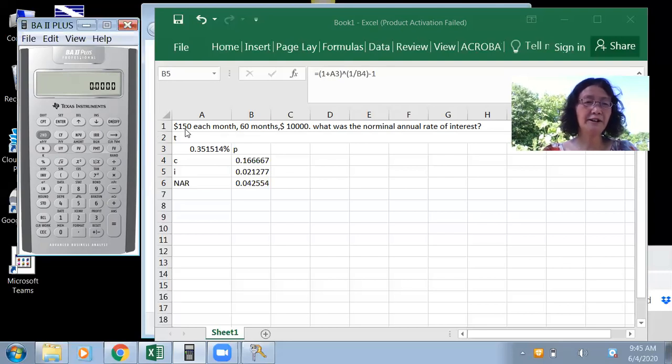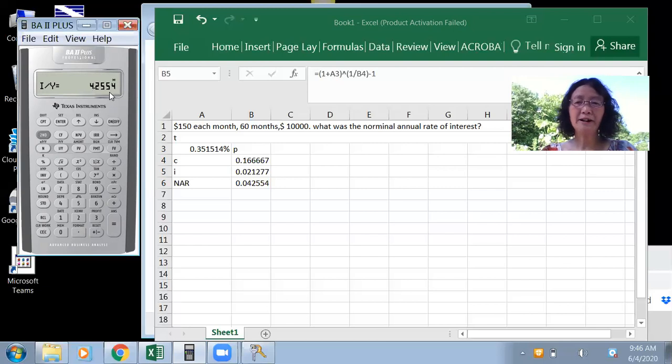Starting with 150, that is PMT. When you enter it in the calculator, this number is negative. So negative 150, this is PMT. And 60 is N. Present value is 0, just as a precaution to clear any previous entries. Finally, the future value is 10,000. And then the last step, CPT, compute. IY means nominal annual rate. See, you get 4.255%.